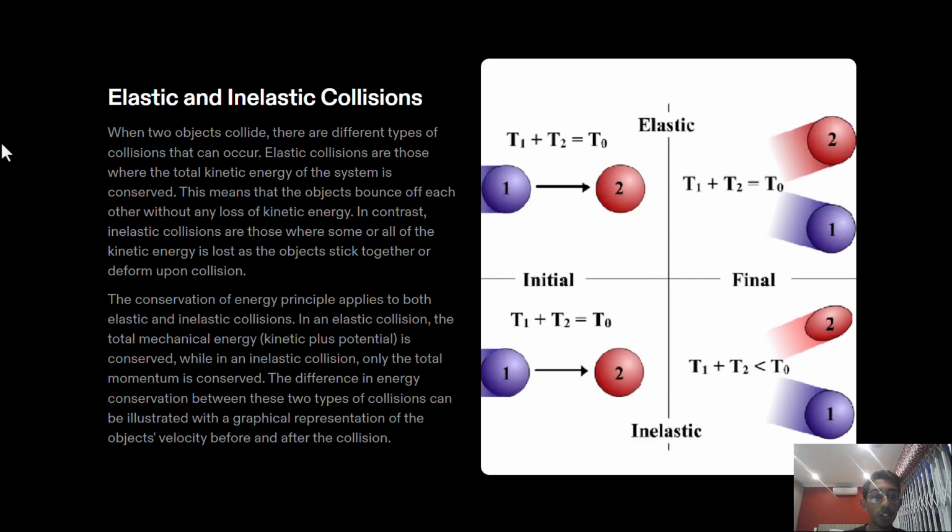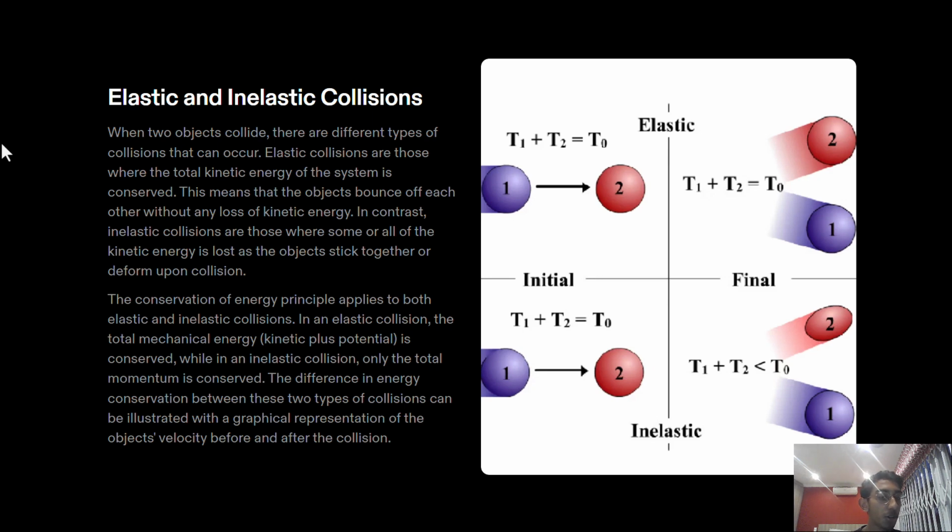Now we finally move on to collisions, elastic and inelastic collisions. When two objects collide, there are different types of collisions that can occur. Elastic collisions are those where the total kinetic energy of a system is conserved, meaning that the objects bounce off each other without any loss of kinetic energy taking place. While in contrast to this, inelastic collisions are those where some or all of the kinetic energy is lost as the objects stick together or deform upon collision.